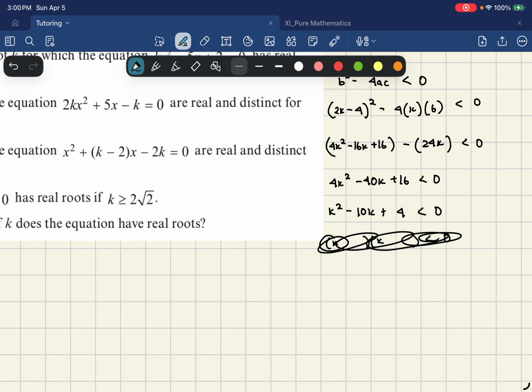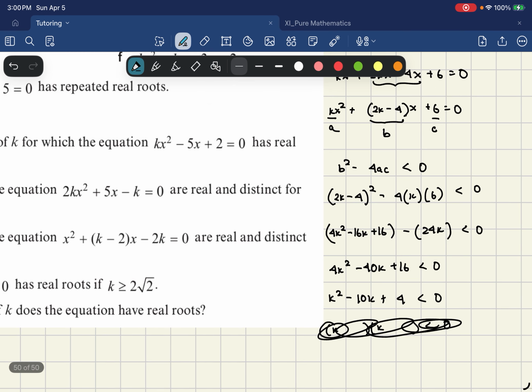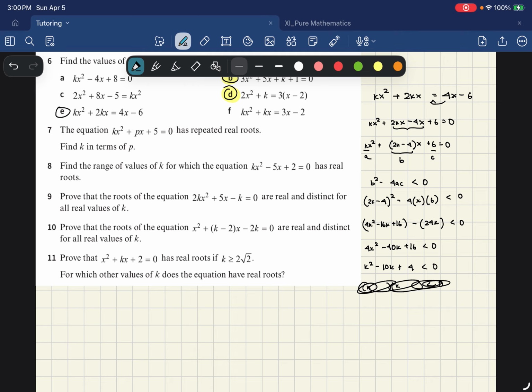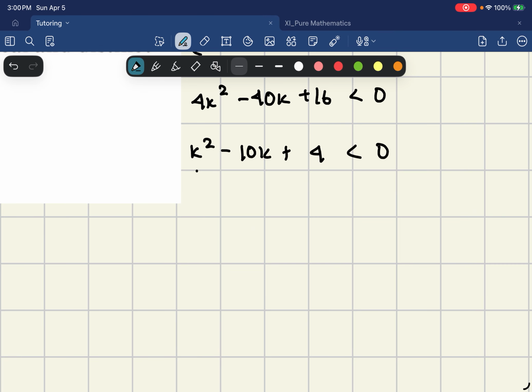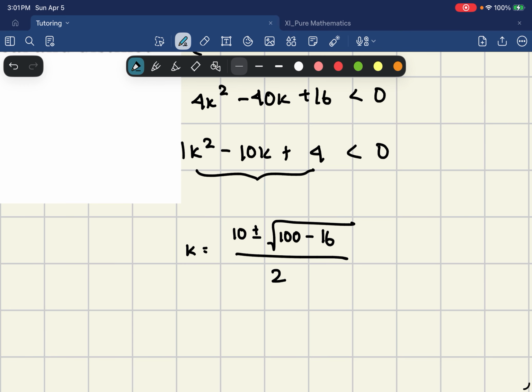Minus 4x plus 6, everything looks okay, actually. So let's just try to find the roots of this quadratic equation. So k is equal to minus of minus 10, right? So that is 10 plus or minus the square root of 100 minus 4 times 1 times 4, all over 2.